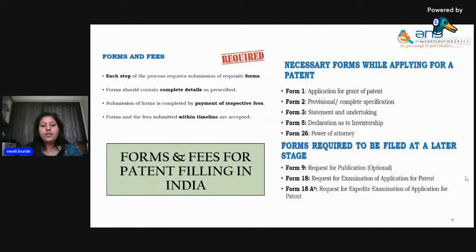Chances, yeah. And Form 18 is for request for examination. This is normal. And Form 18A is for expedited examination. So this is the latest amendment which has been done, that we can expedite the examination of a patent application. I'll discuss this later.